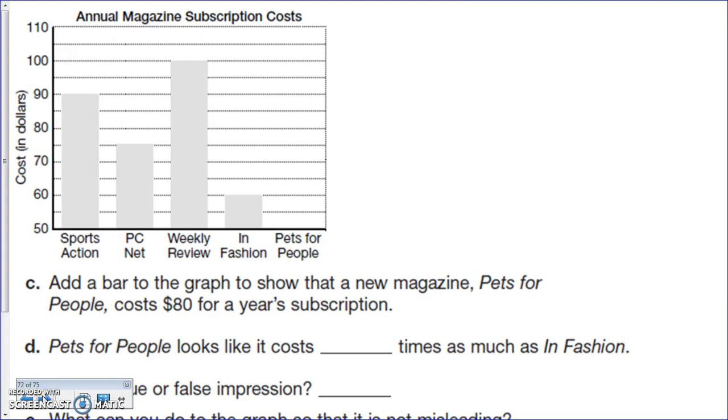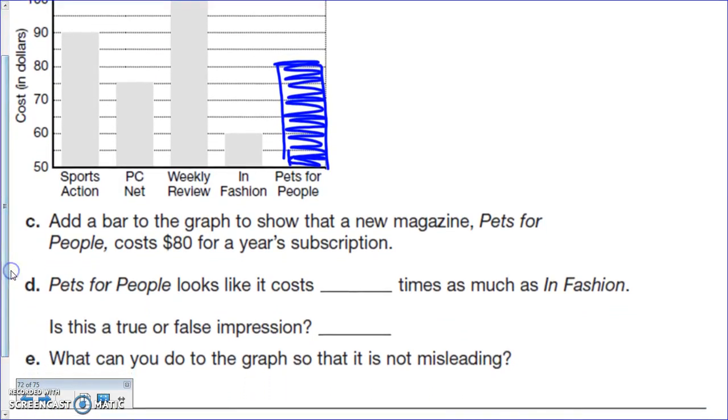C, add a bar to the graph to show that a new magazine, Pets for People, costs $80 for a year subscription. So go ahead and draw the bar in. And make sure you shade it in nice and well. For D, Pets for People looks like it costs 3 times as much as in fashion because the bar looks 3 times higher. And we know that's a false impression because it's $80 and in fashion is only $60.